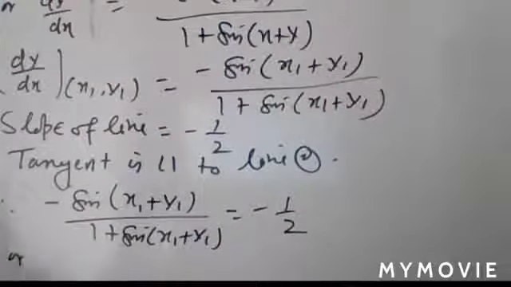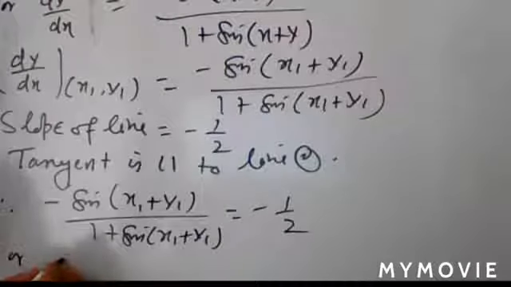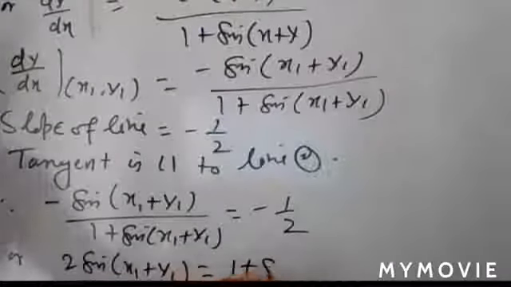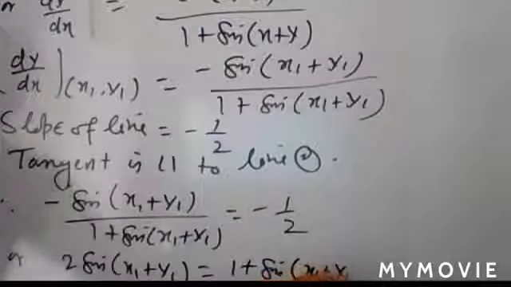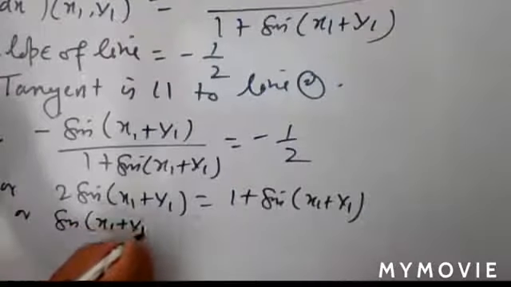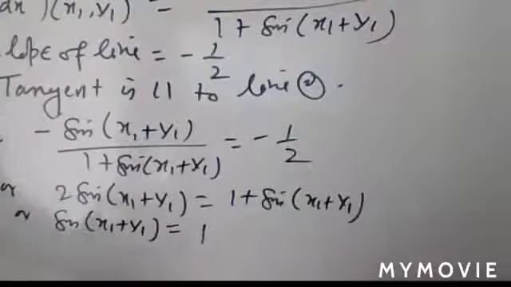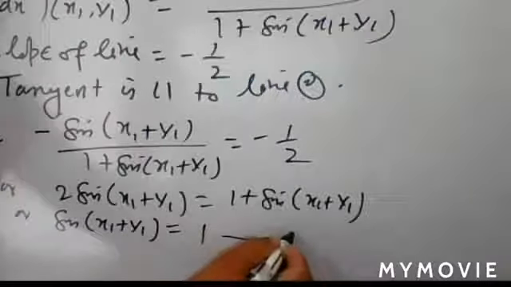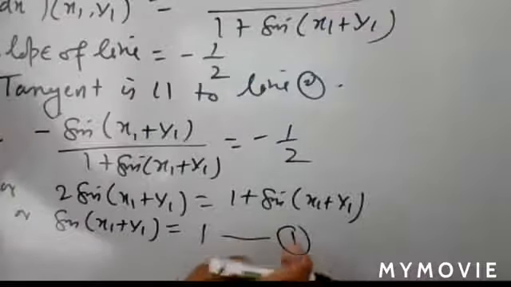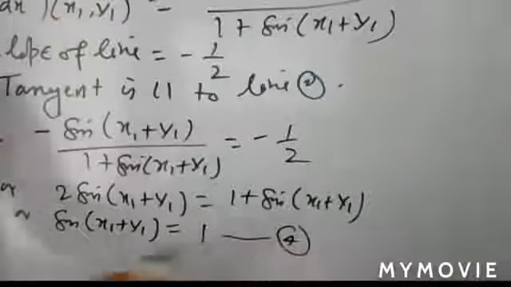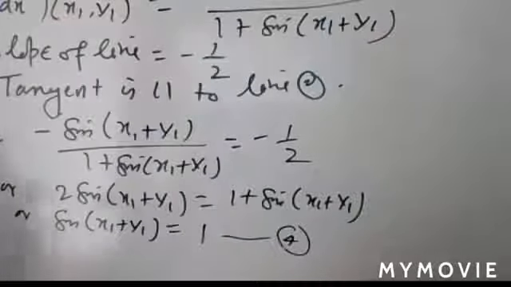So you have 2 times of sine(x1 plus y1) is equal to 1 plus sine(x1 plus y1). You write in this way, or you have sine of (x1 plus y1) is equal to 1. So that is your fourth equation. Here you have fourth equation: sine of (x1 plus y1) is equal to 1.